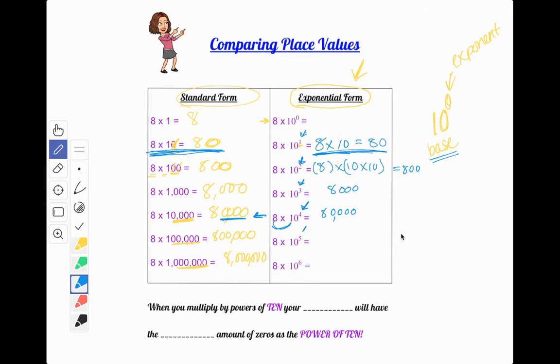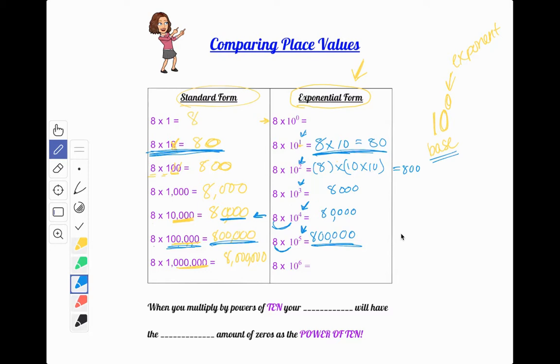So here we have a 5. So how many zeros do I have? I have 5 zeros. 1, 2, 3, 4, 5. And then I get my 8 times 1, which is 8. Don't forget your comma. So that's 800,000. So again, look over here. 1, 2, 3, 4, 5. So 8 times 100,000 is 800,000. And 8 times 10 to the 5th is also 800,000. So why don't you try the next one? Maybe turn the video off and try it.